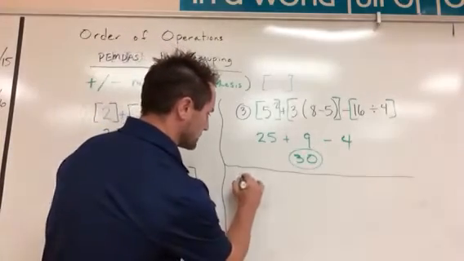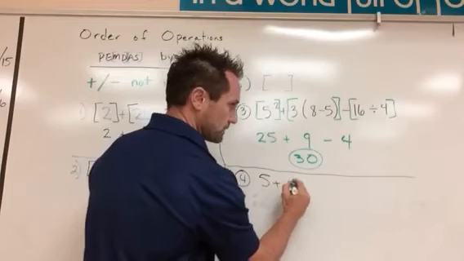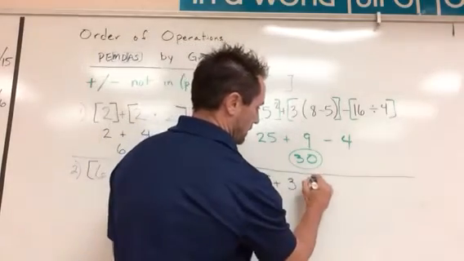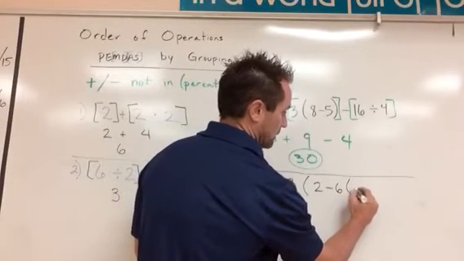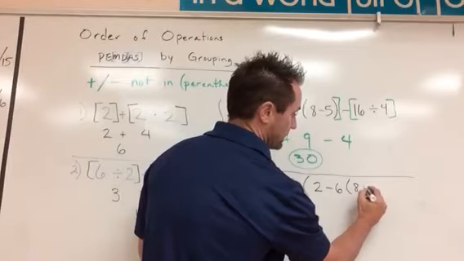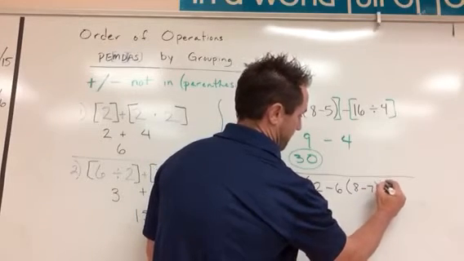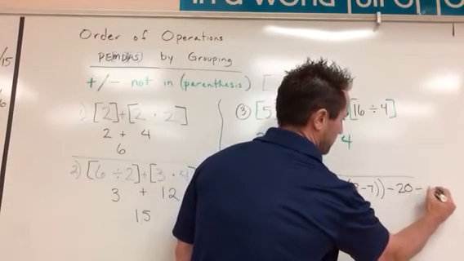Okay? The last one that we're going to do. 5 plus, and in this case, I'm going to do 3, and then a set of parentheses, 2 minus 6, another set of parentheses, 8 minus 7, minus 20 divided by 5.